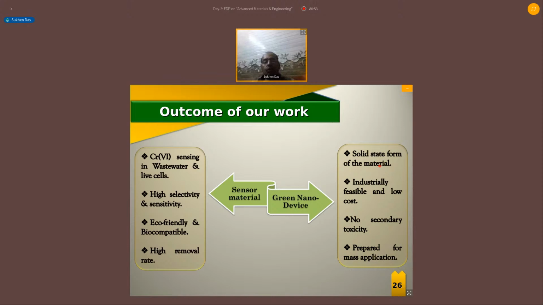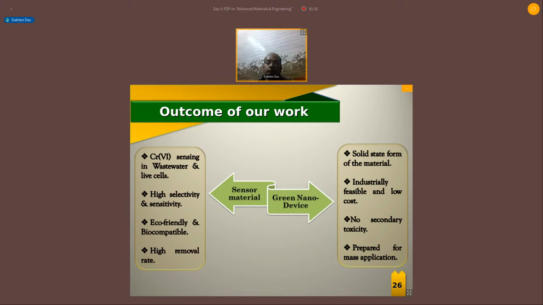One is they tried to find out the presence of the chromium and eliminate the chromium from the solution. And they also developed a solid cell through which they can easily find out the presence of the chromium and the percentage of the chromium. And both are biocompatible, low cost, and eco-friendly, and there will be no problem to find out this thing.